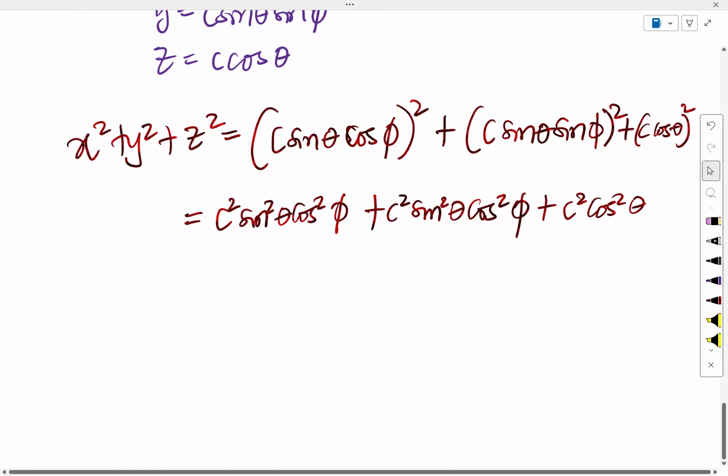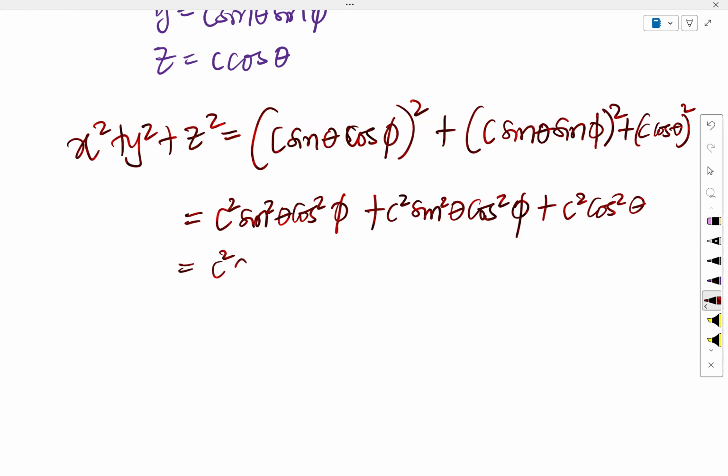Okay, so now that we've expanded this, we need to tidy things up. From here, what can we see already? Look at sine squared theta, cos squared phi. What is common here? We see sine squared theta is common in this place. So let's try to tidy that up. So we have c squared sine squared theta into cos squared phi plus sine squared phi.